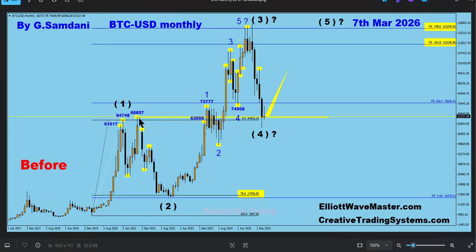So 66,857, this is the high, and we were there exactly in March 2026. Then we have March, April, May, and then we are in June. So from here, my take was that if we stay above this, then we're probably going to go to the upside, right? Towards wave 5, that would be like wave 1 and 2 and 3 and 4.